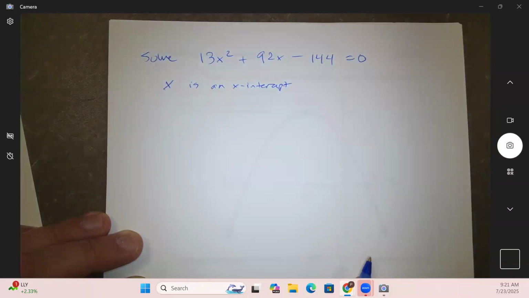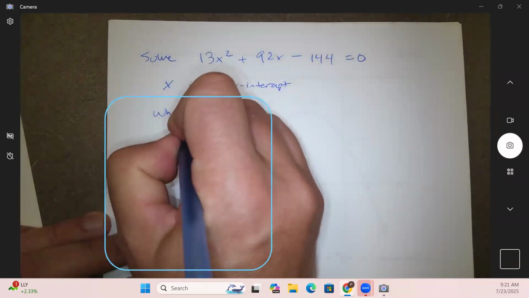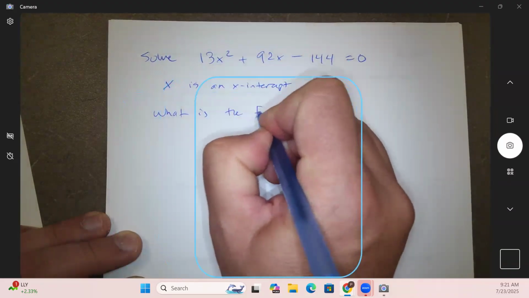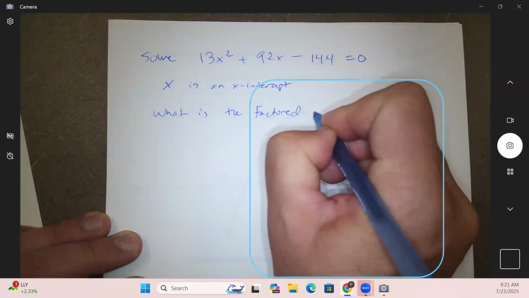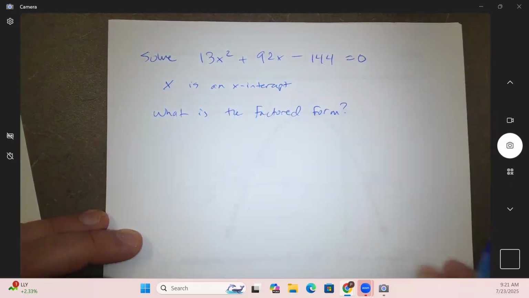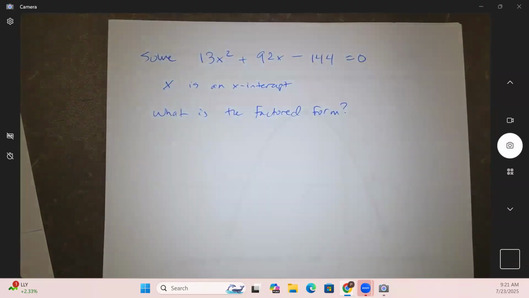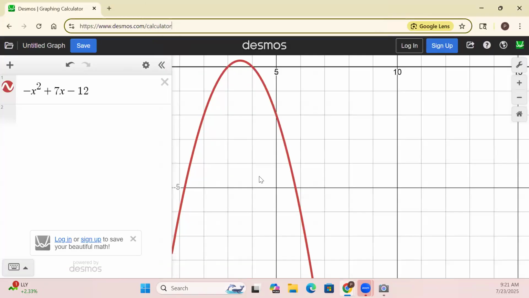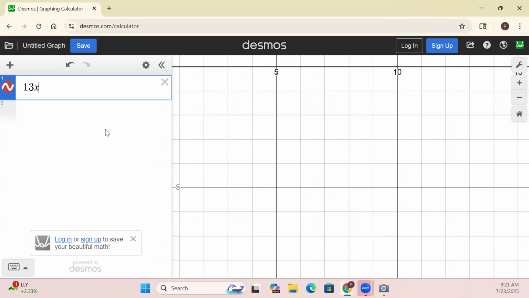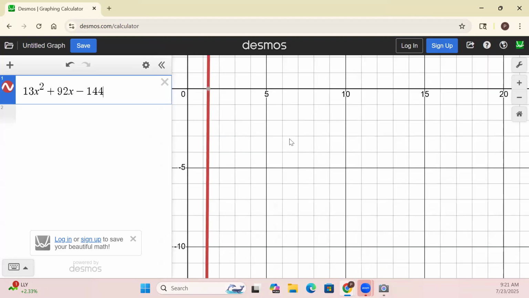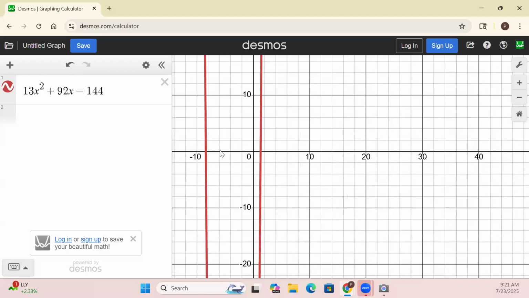So what I'm really asking for is, what is the factored form? But I can get that using Desmos, using my graphical representation. I switch it from the symbolic to the graphical representation. 13x squared plus 92x minus 144. There we go.